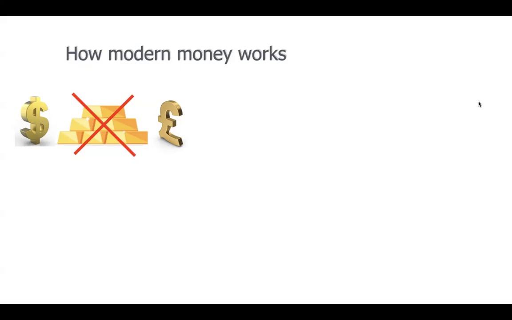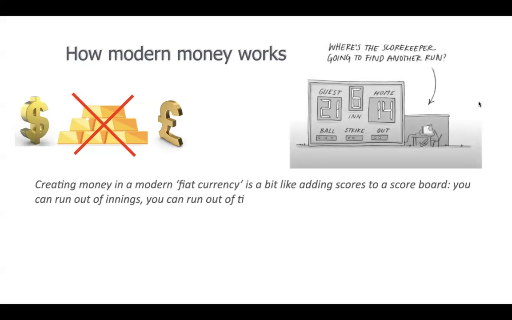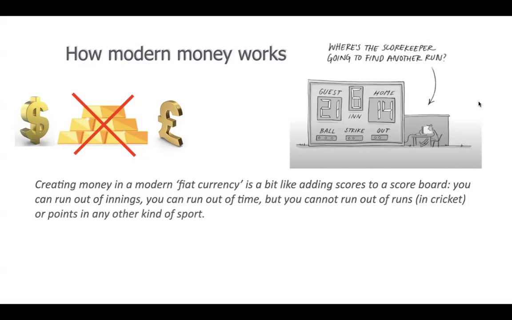It then set in motion a whole lot of other nations that followed suit. So the pound is also a free floating currency, not tied and linked to the value of the gold standard. And some nations' value is sometimes linked to the dollar as being a major currency in the world. But anyway, the whole point is that creating money in a modern fiat currency is a bit like adding scores to a scoreboard. You can run out of innings, you can run out of time in cricket that I'm talking about, but you cannot run out of runs or points in any other kind of sport.